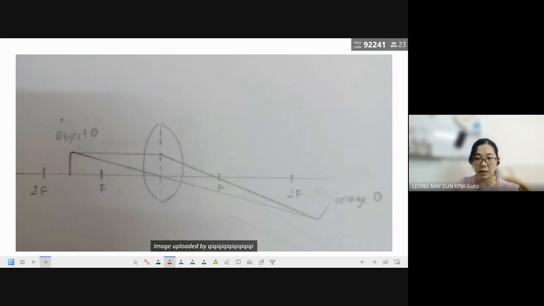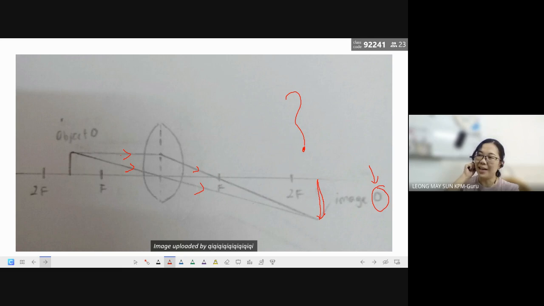Lastly, Ang Chirong would definitely get zero. Why? The ray diagram is drawn, but there's no arrow. If you don't have the arrow, I cannot give you the marks for the rays. The image is labeled, but where is the image? And can I know why the image has an O here? O stands for object. The image is supposed to be a straight line vertically downwards. So that is drawing the proper ray diagram.